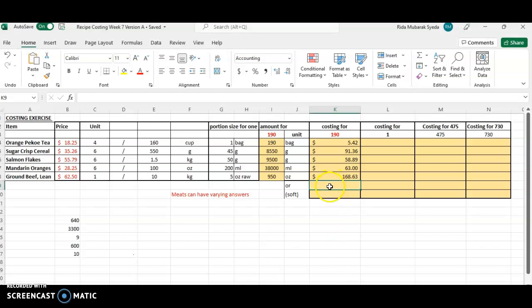Let's do it over here again. Equal to brackets price. This is what my formula looks like, and when I press enter, it gives me the same price as I got on my written calculations.